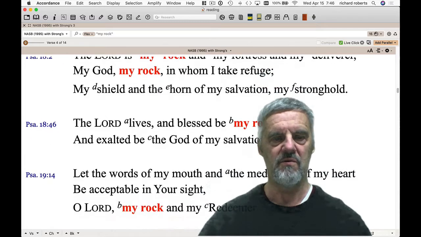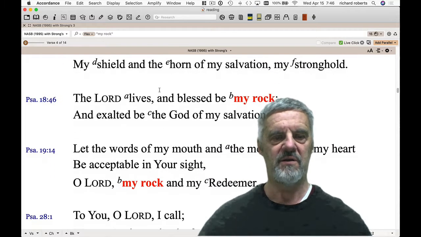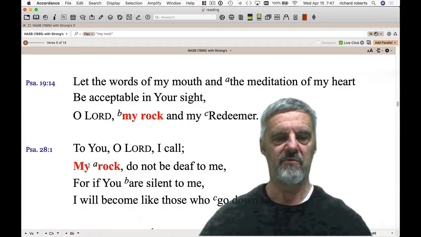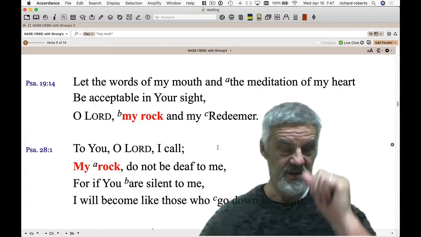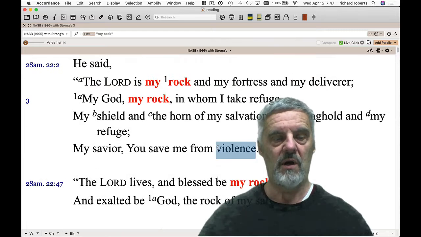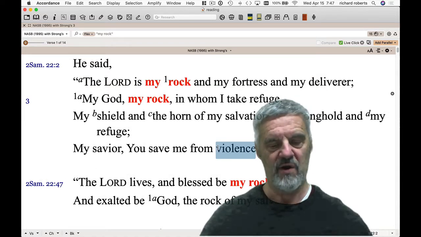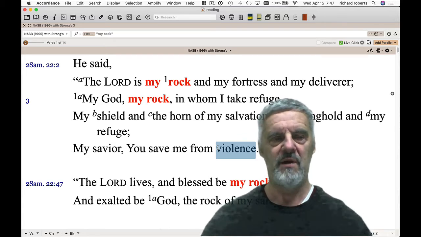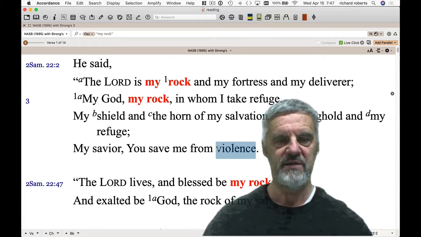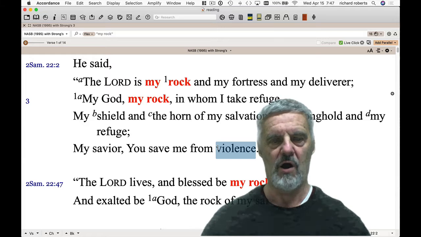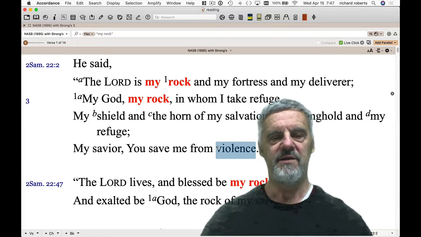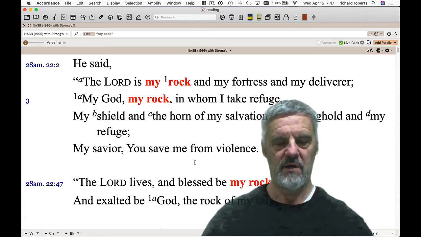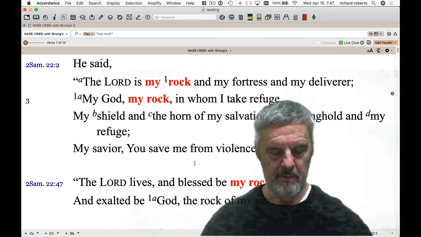Psalm 18:2, the Lord is my rock. Psalm 18:46, blessed be my rock. O Lord, my rock and my redeemer, my rock, do not be deaf to me. So what we have here are examples where the Lord is being described by this psalmist and by David as not simply a rock or the rock. He's my rock. And you have these personal pronouns introducing the phrase here.